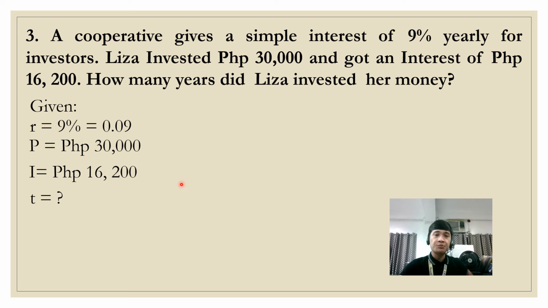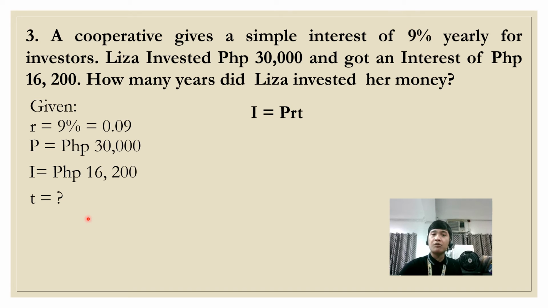And very evident yun kasi tinatanong sa problem, how many years did Liza invest her money? How many years? Gaano katagal in terms of years ininvest, nanatili yung pera ni Liza doon sa cooperative, considering the 9% yearly annual interest. So, ibig sabihin, yung time ang nawawala dun sa problem.